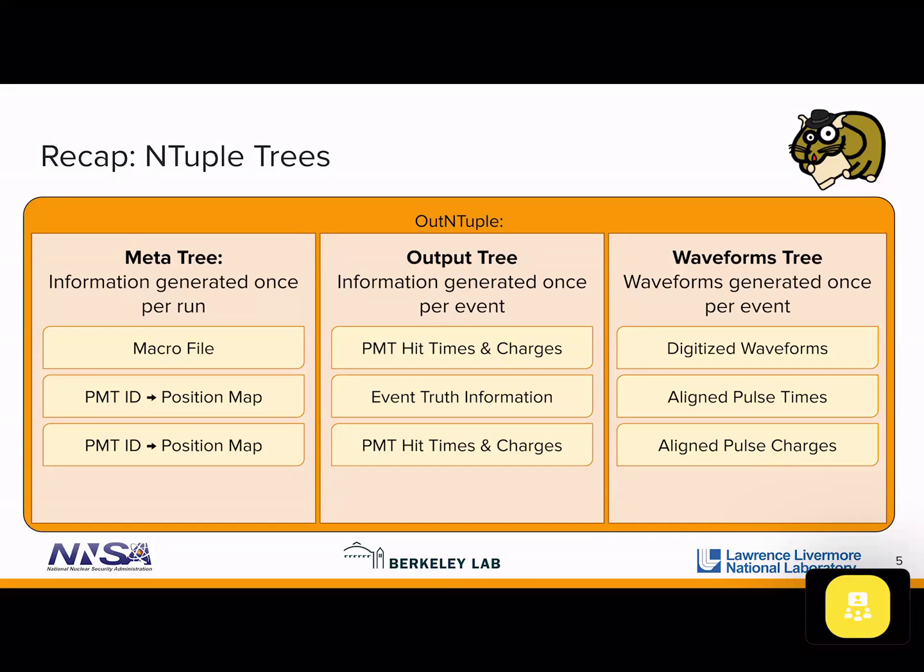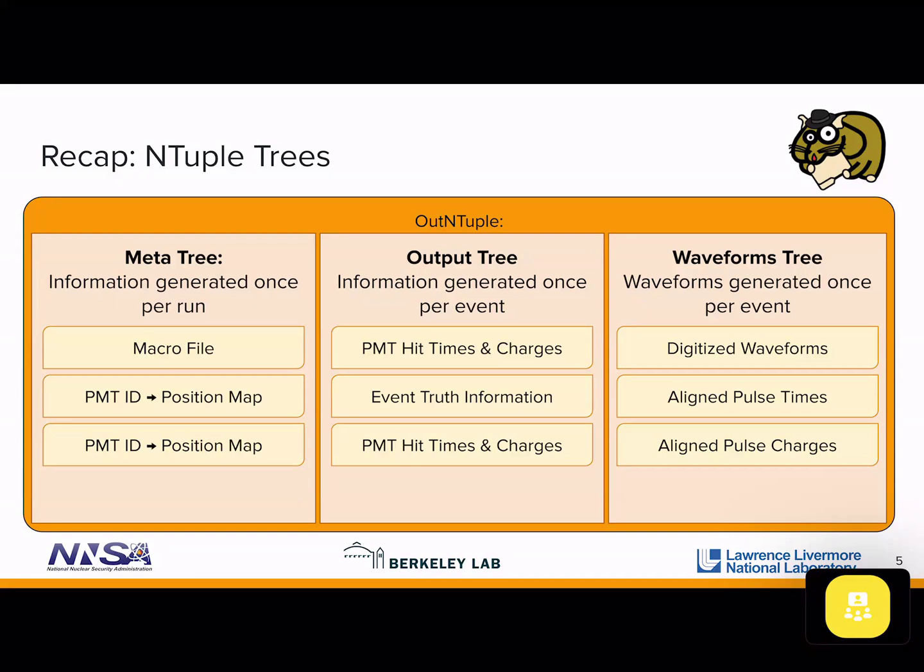The next tree is the output tree, and this is where all of your per event data lives. So things like PMT hit times and charges, event truth information, what was the particle gun used to produce this event. And you can add lots of optional flags. This is one of the places where a lot of data can live, and you look through the various options depending on what you want to do with your analysis. You can make this middle column bigger or smaller, depending on what you're actually interested in saving from ratpac.